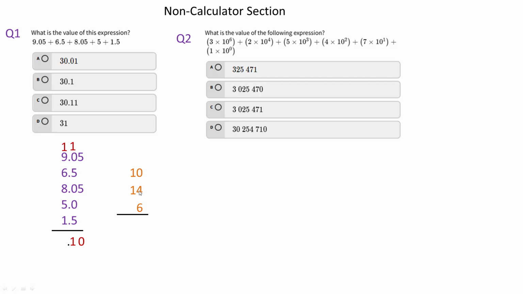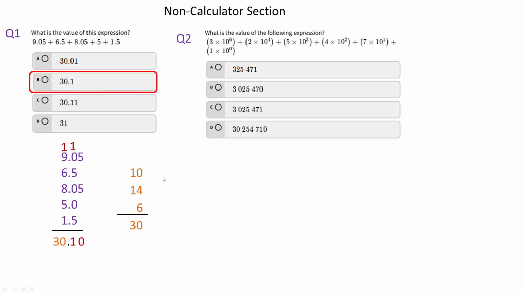So we put a line here. 4 and 6 is 10. We carry the 1, 1, 1, and 1 makes 3. So you could go, this is 24 plus 6 more makes 30. So then we put a 30 here. So it's 30.10, which is the same as 30.1. Having the 0 here is the same as if we just drop it. So the correct answer here would be 30.1.